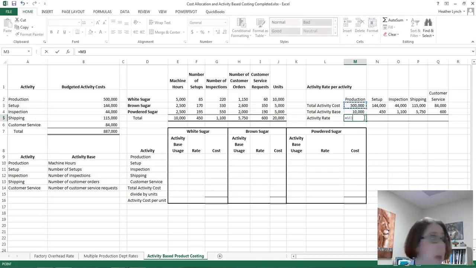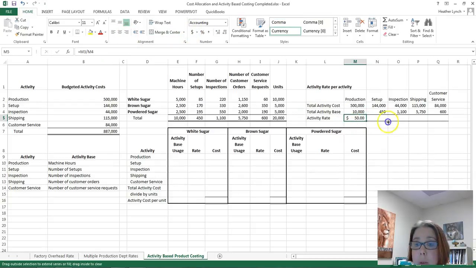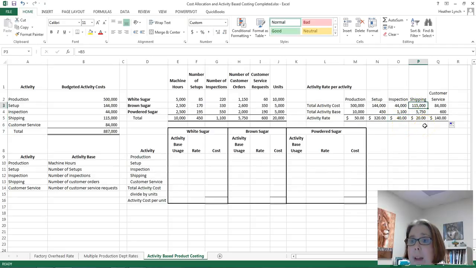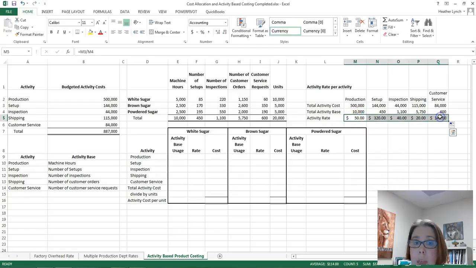So then what I'm doing, I'm taking that total activity cost divided by the total activity base. And that's going to give me a dollar amount that I'm going to use. I'm going to just multiply each of those across. So I was taking the 144,000 divided by 450, 44,000 divided by the 1,100, 115,000 divided by 5,750, and 84,000 divided by 600. So those are my activity rates that I'm going to use to figure out my cost.